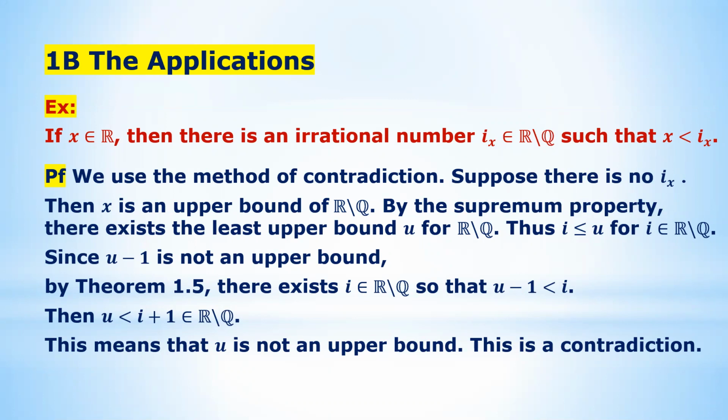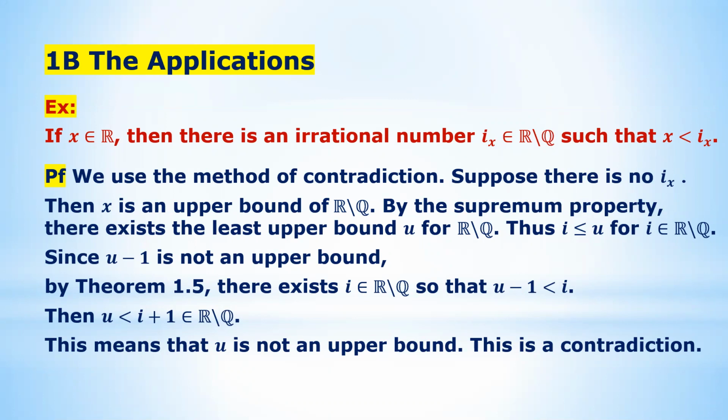You reduce it to u minus 1. Eventually you have u less than I plus 1. You still get into the contradiction because I is irrational. Then I plus 1 will still be irrational. Okay? So this means that u is not an upper bound for the irrational number. You still get a contradiction.